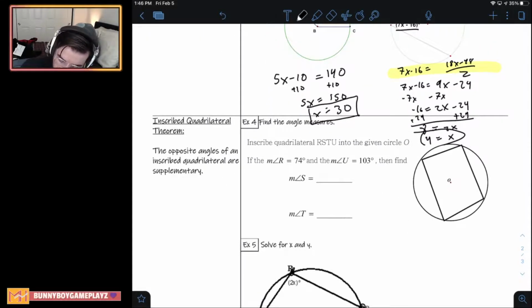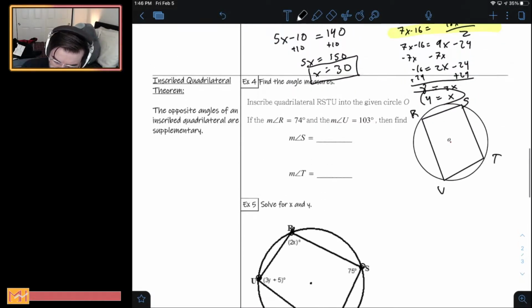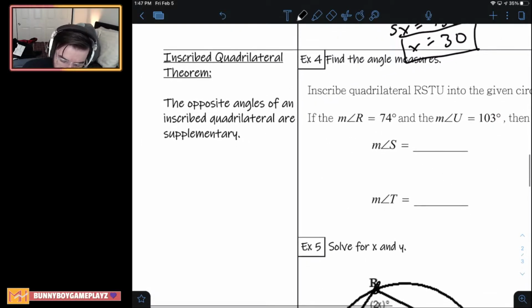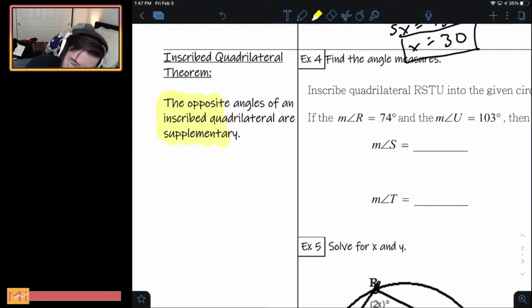This inscribed quadrilateral, we'll say it's RSTU. If the measure of angle R equals 74 degrees, and the measure of angle U is 103 degrees, then find S and T. Well, this is true right here. The opposite angles of any inscribed quadrilateral are supplementary. Do you remember what that word means? Adds to 180 degrees.